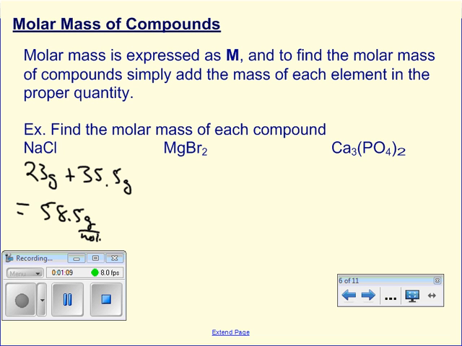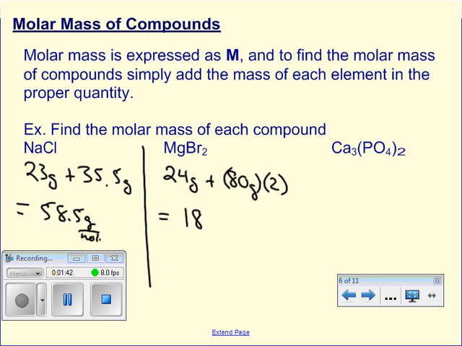Let's try magnesium bromide. So magnesium, looking at my periodic table, is 24 grams. And I have bromine, which is 80 grams. But since I have two bromines, I have to double the amount of mass for each bromine. So in this case, it's 80 grams multiplied by 2. So 24 plus 80 times 2. 80 times 2 is 160, plus 24. I get a grand total of 184 grams for every mole of magnesium bromide.